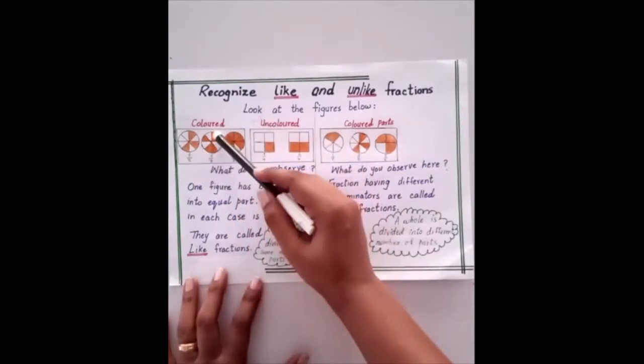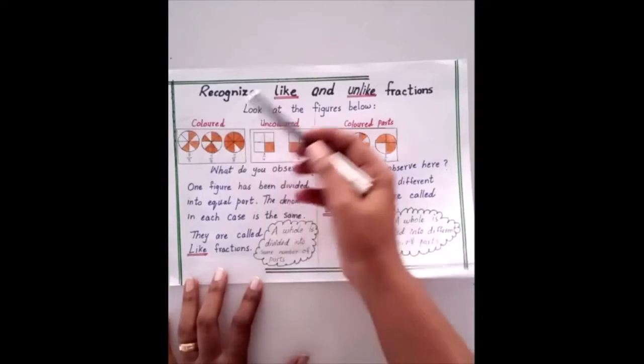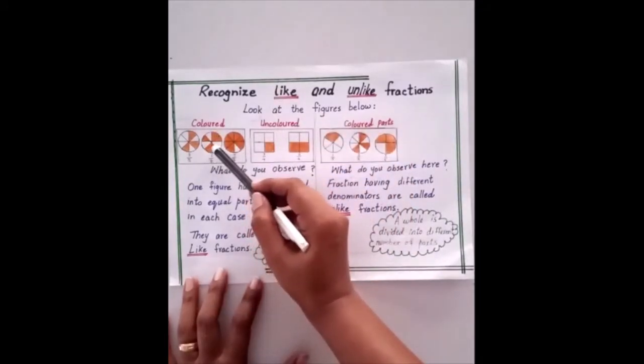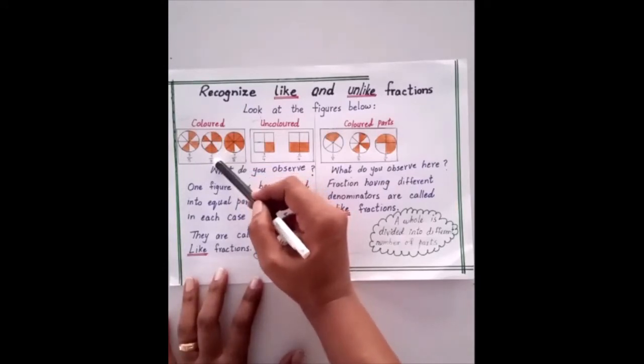Same here, 8 portions are here. We will count the colored ones: 1, 2, 3, 4, 5. 5 parts are colored. We will write 5 first as a numerator and the whole portions as a denominator, and the whole part is 8. 5 upon 8.